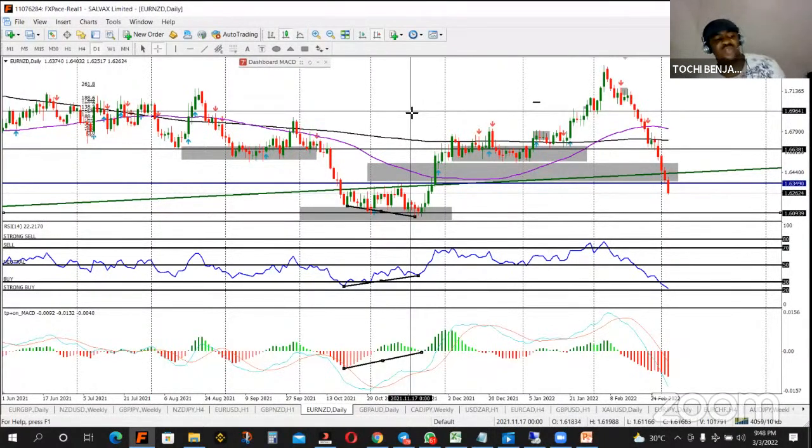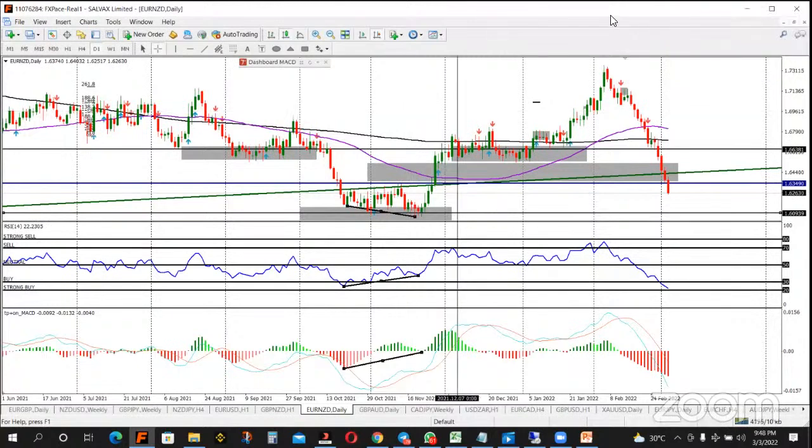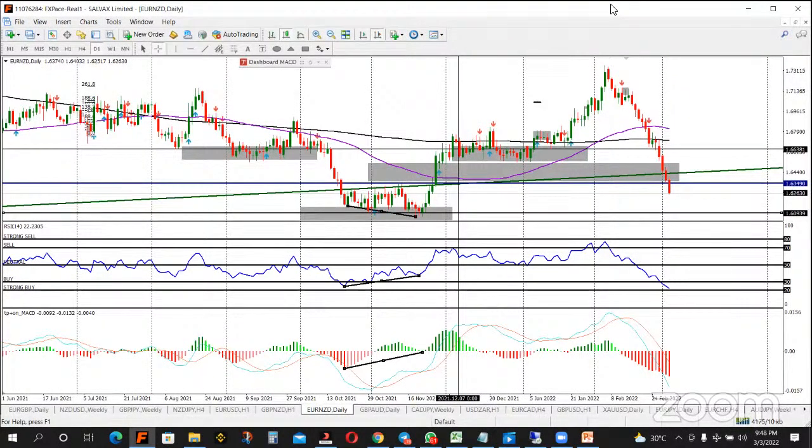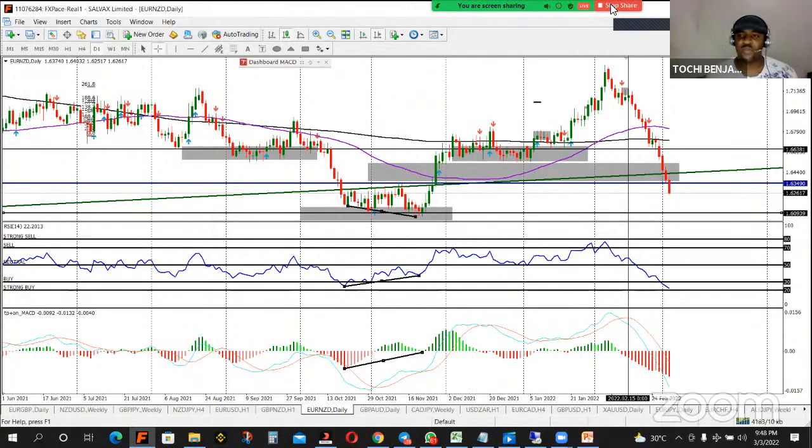Before the questions, let me go to my phone and let's see how we put the MACD and the RSI on our chart, not how to trade it, because we've explained it. How to put it on our chart, that's what we want to do. Let me go off this share and share with my phone.